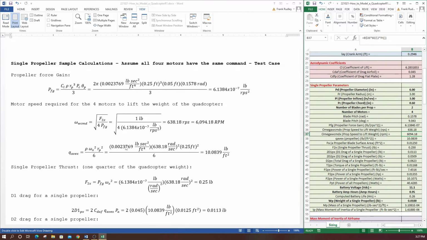So now that we have what speed is required to be able to lift the weight, our average dynamic pressure is the density of air times the speed here, which is 638.18 radians per second, and we have to square that. And this is the radius of the propeller squared over 6. So our average dynamic pressure is 10.0839 pounds per square foot.